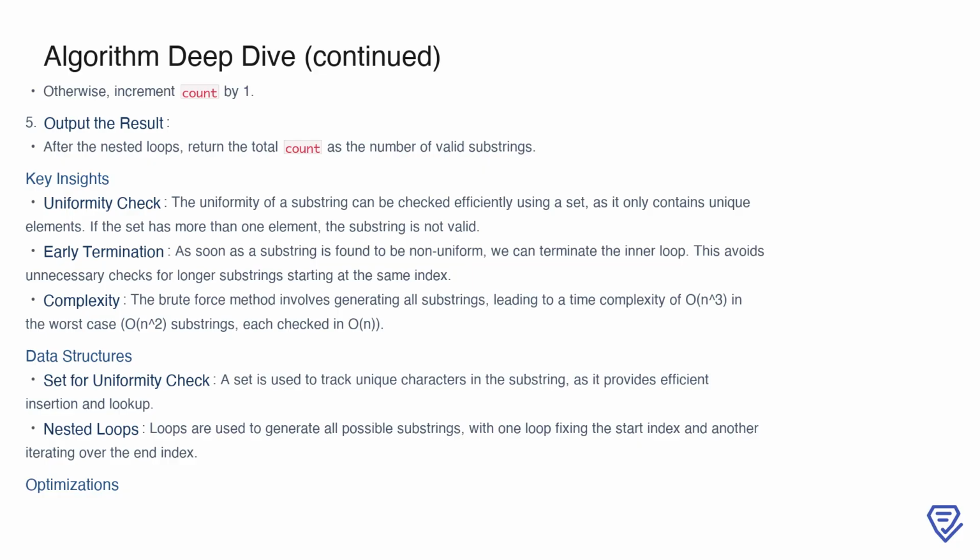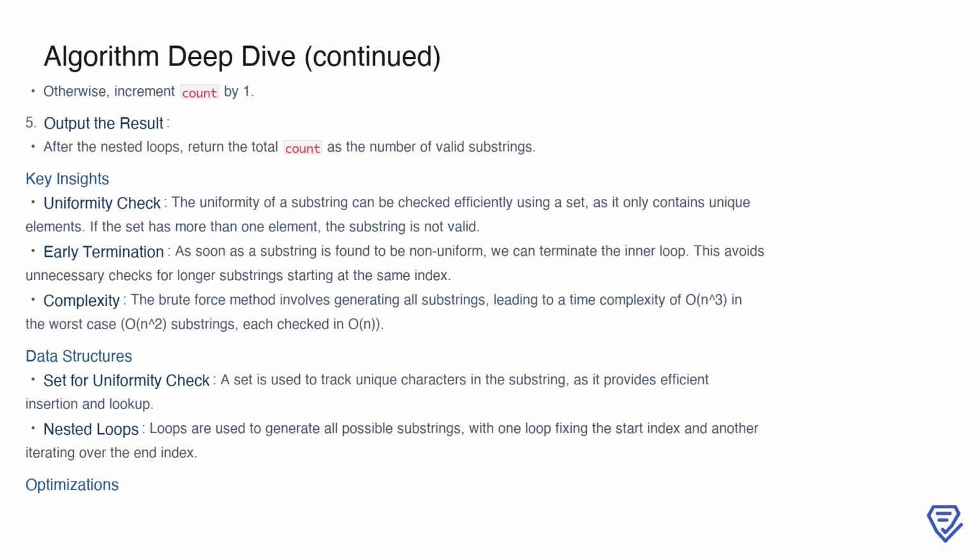If we add characters to the set and its size grows beyond 1, we can immediately conclude that the substring is not uniform. Second, we can terminate the inner loop as soon as we detect non-uniformity. This early termination prevents unnecessary checks for longer substrings that would start with the same invalid prefix.